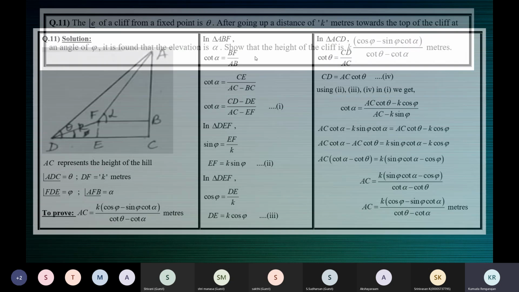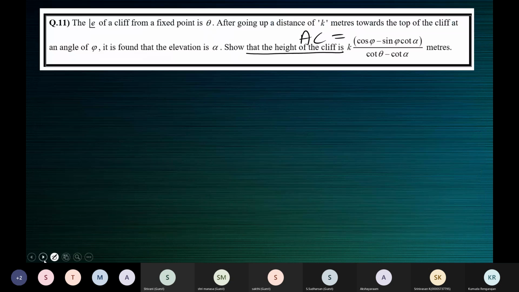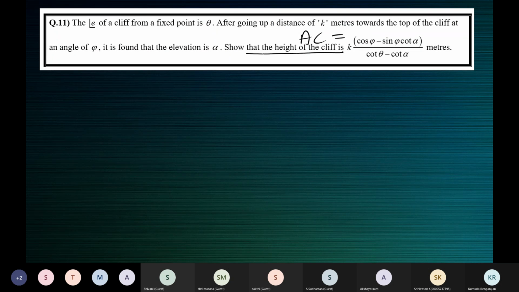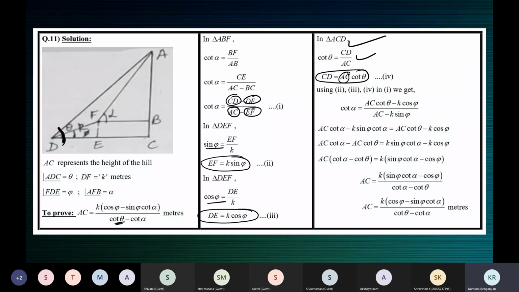We need to show that the height of the cliff, that's nothing but AC, is equal to K cos phi minus sin phi, whatever we have here. So for AC, we need the result. You don't have to replace AC with anything. We have to get the result like AC is equal to, that is, the height of the cliff is equal to.